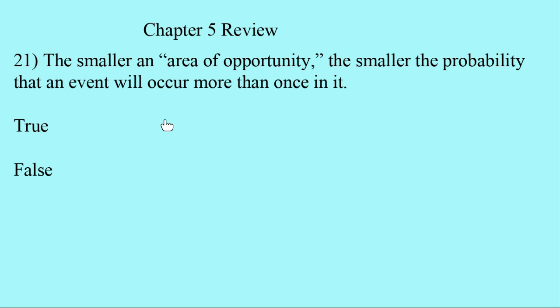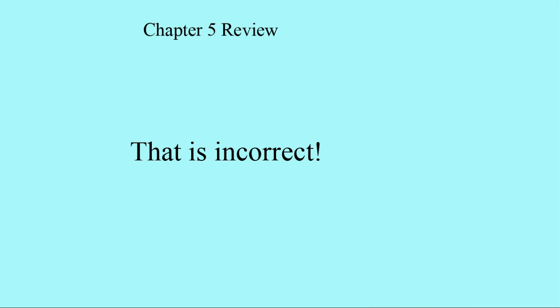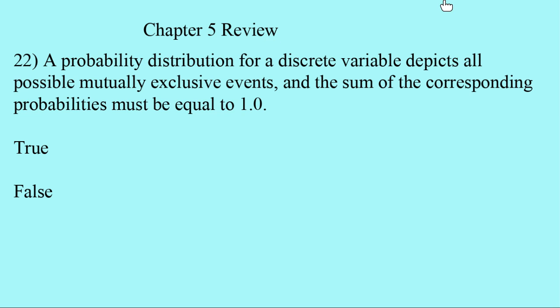I don't know whether we covered this. The smaller an area of opportunity, the smaller the probability that an event will occur more than once in it. Did we cover that? No idea. Doesn't sound familiar? I don't think so. All right. Let's just go to the next one.